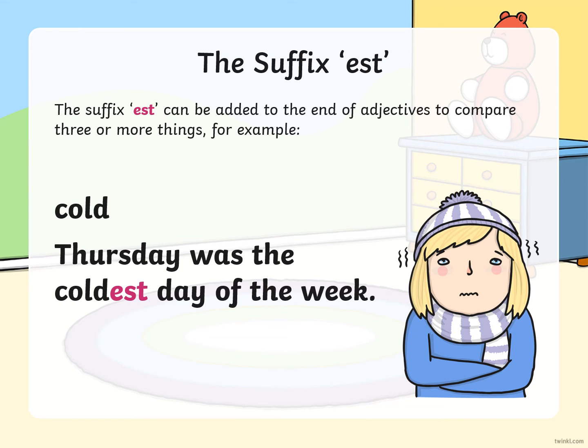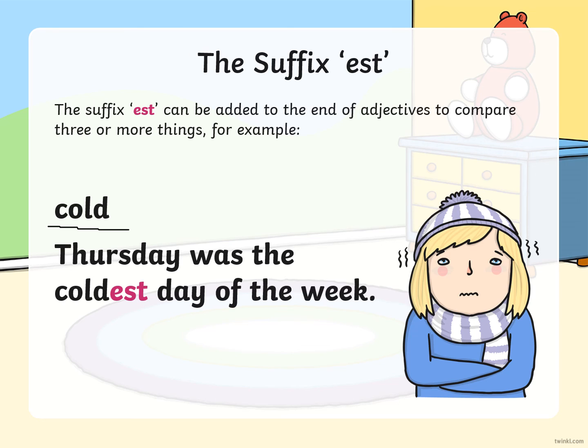Now the second thing for this week, we're looking at the suffix est. So on the previous slide we looked at the suffix er. Now this slide is the suffix est. The suffix est, which is a group of letters, can be added to the end of adjectives. So this one's adding to the end of adjectives as well. This is to compare three or more things. So remember, the suffix er is only comparing two things, and then when we add the suffix est, we're comparing three or more things. So for example, our adjective here is cold.